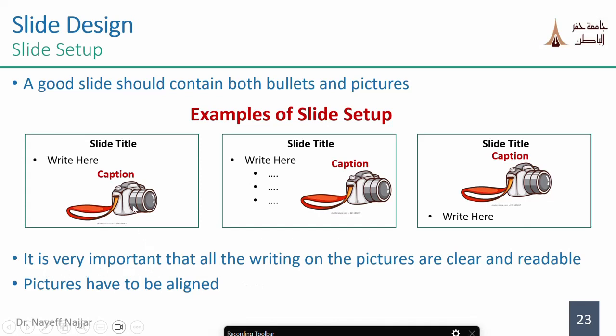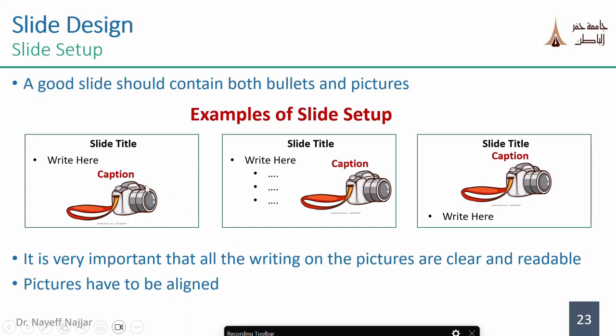It's very important that everything is readable, clearly legible in all slides. So even if you have a figure and there is some writing inside the figure, things like this are not allowed. Any writing inside the figure must be legible and can be read even by the people who are sitting in the last row of your audience. So this is very important.